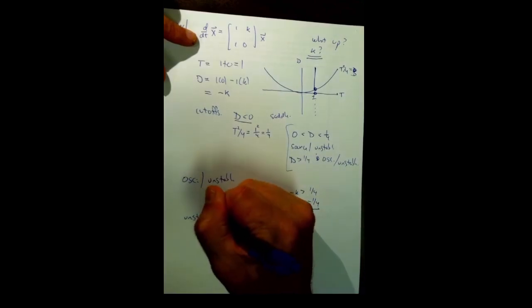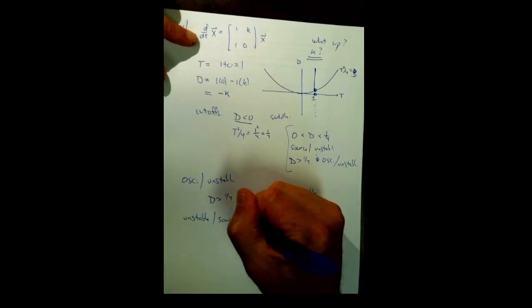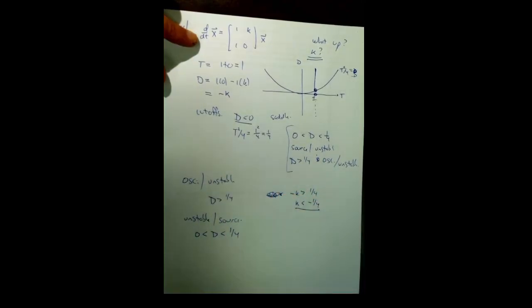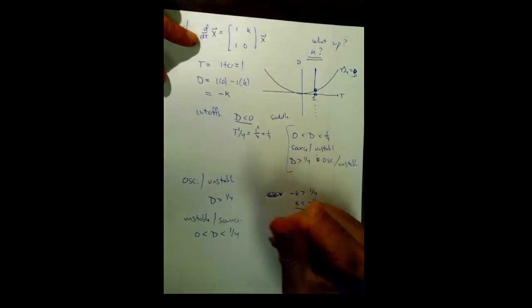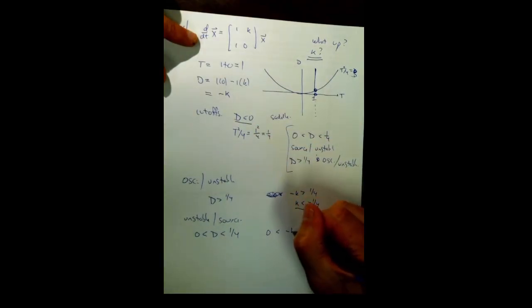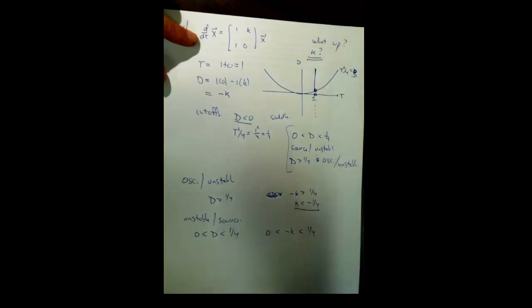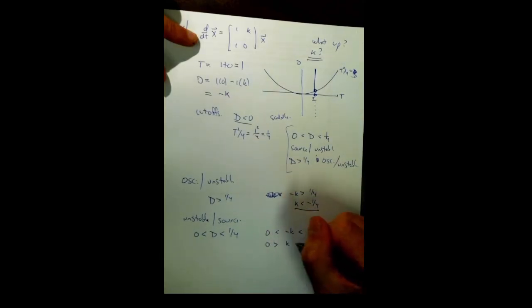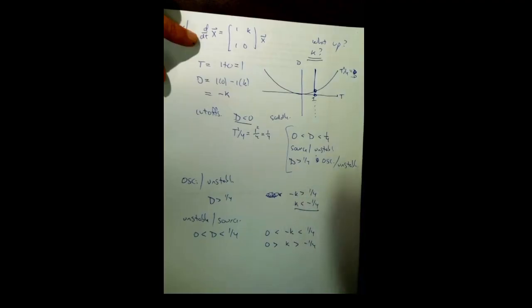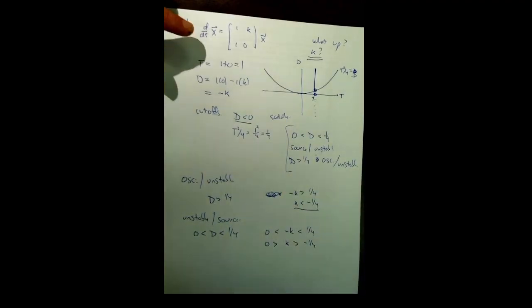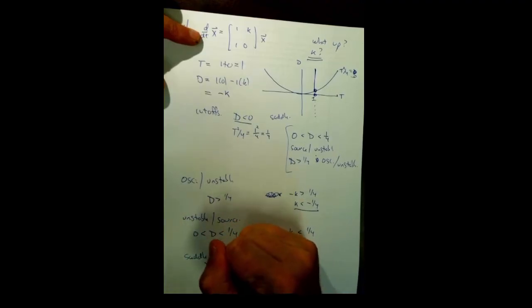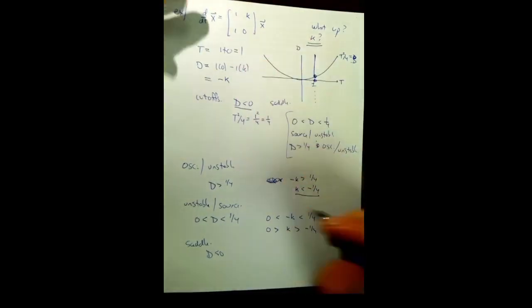It's going to be an unstable source. That means d is between 0 and 1/4. D again is minus k, so 0 is less than minus k, less than 1/4. Multiply through by -1, I get 0 is greater than k, is greater than -1/4. And that's going to give me my unstable source. And then finally, for my saddle, d is less than 0, and d is minus k.